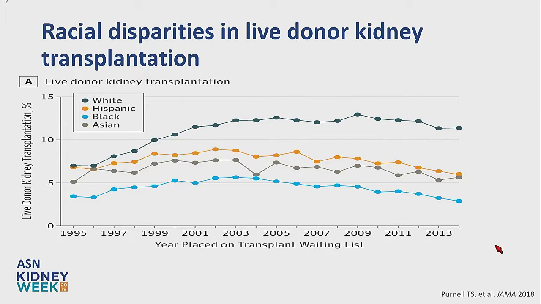The rates for white patients who received a donation increased from about 7% to 11% between 1995 and 2014. For black patients, that rate actually went down. It went from initially 3% to 2.5% or so by 2014. And so the authors postulated that, again, thinking about social determinants of health, education, neighborhood segregation, and income, perhaps were driving these disparities. And of course, that would impact referral to nephrology care.